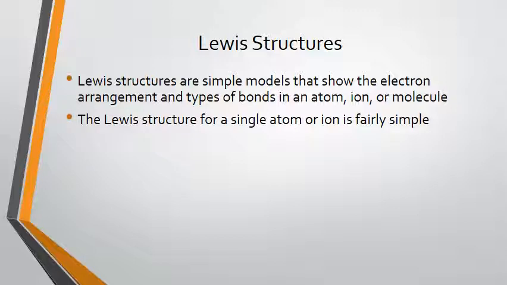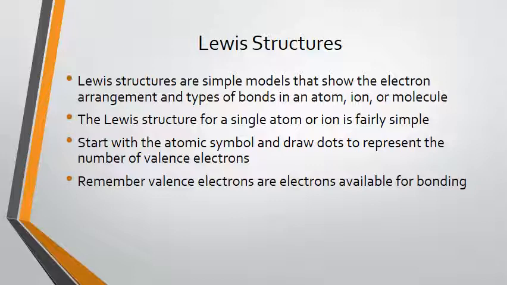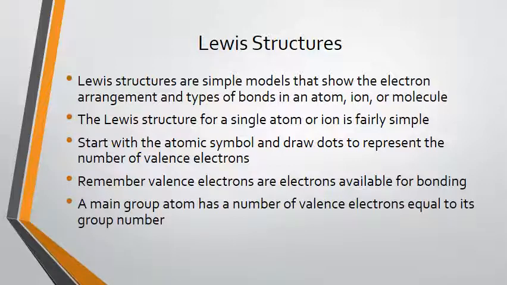The Lewis structures for single atoms, pretty straightforward. You start with the atomic symbol, and then you draw dots to represent the number of valence electrons. Now, valence electrons are electrons that are available for bonding. They're not taken up in a closed shell. The main group atoms have a number of valence electrons equal to the group number.